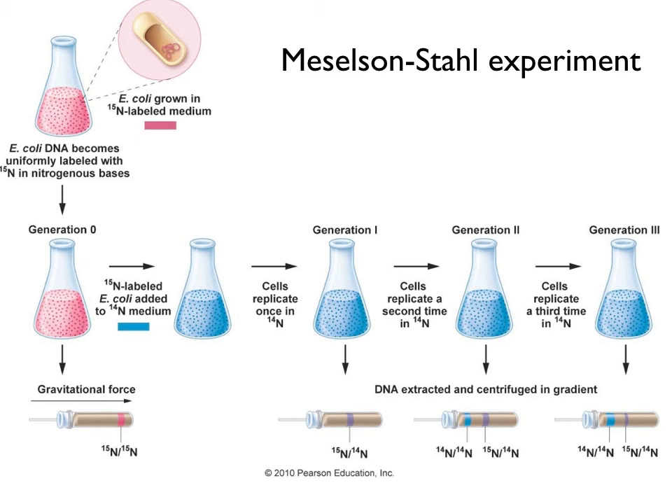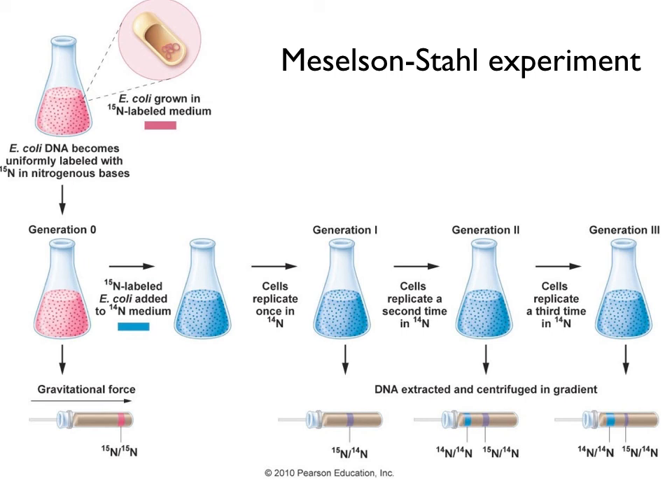So as they spun this DNA in these tubes, the heavier the DNA was, the further it would move through the tube. And they could look at these tubes after spinning them and see how far the DNA pushed down through this gel matrix that's in the tube. And after generation 0, that DNA was heavy. It was all made with nitrogen 15. And so it pushed all the way down into that tube.